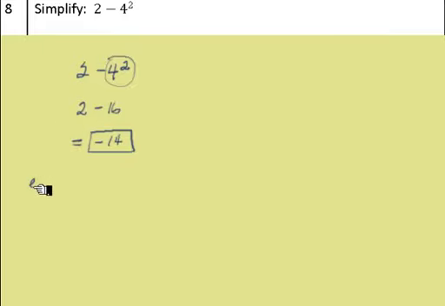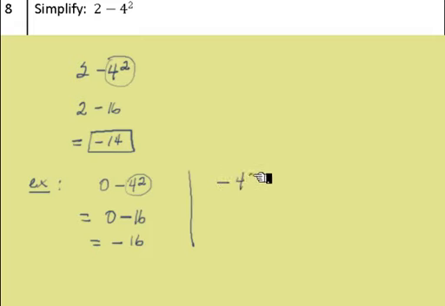Let's look at another example related to this one. Instead of 2 subtract 4 squared, let's say we had 0 subtract 4 squared. Okay, so we're doing it the same way, exponent first. That would be 0 minus 16. Now this is exactly the same. We didn't have to write the 0 here. This is exactly the same as negative 4 squared. So from this example, we see that minus 4 squared is equal to minus 16. In other words, do the 4 squared first, and then just keep that negative symbol in front. So that's minus 16.